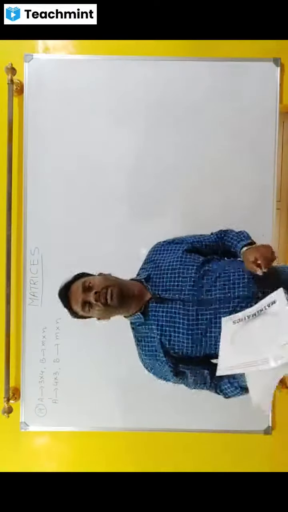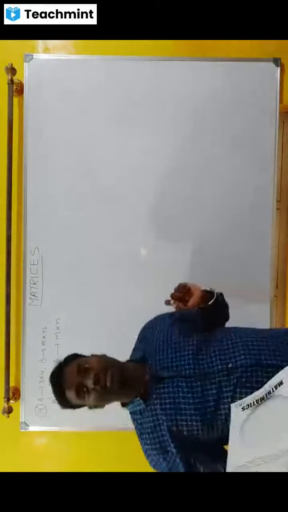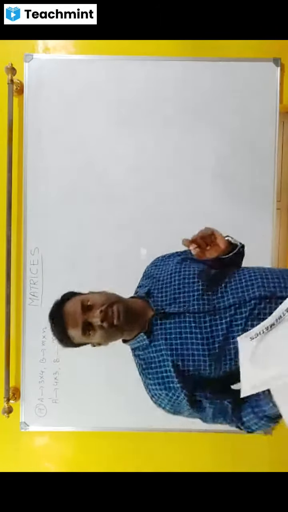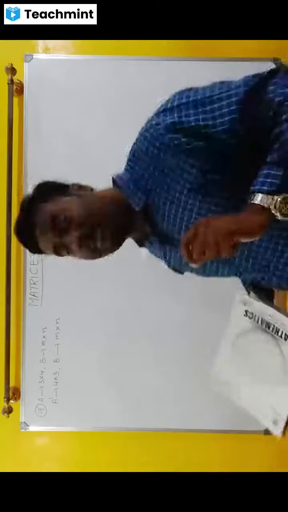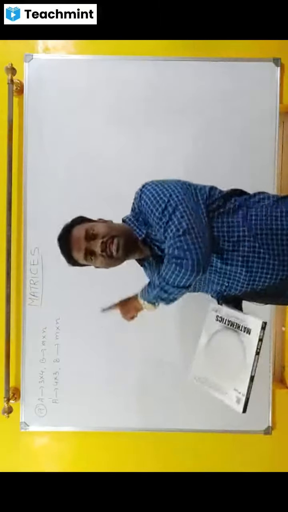Okay. Now, the A matrix order is given, that is 3 by 4. Then the A dash matrix order is nothing but 4 by 3. Why? Because rows can be interchanged to columns, and columns can be interchanged to rows. That's why this is 3 by 4, and this is 4 by 3.